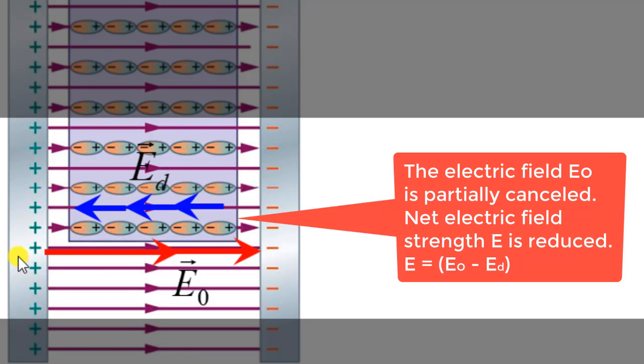So this electric field E0 now will be partially cancelled because they point in opposite directions. So the net electric field strength of the capacitor will be reduced. Why? Because as you recall the concept, electric field is a vector quantity. The electric field created by the dielectric is pointing to the left, and the electric field of the capacitor is pointing to the right. So E0 minus ED, the net electric field strength will become lesser, it will reduce.